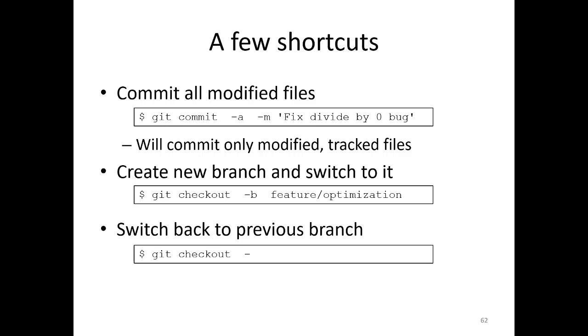Switching back to a previous branch is very easy. You just do git checkout dash. So very similar to how you switch directories under Linux. And basically this is a very nice shortcut for switching back and forth between two branches.